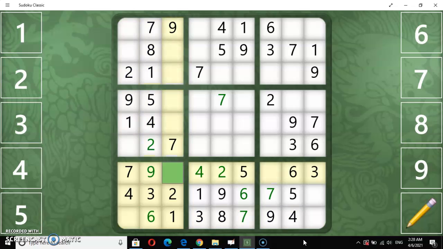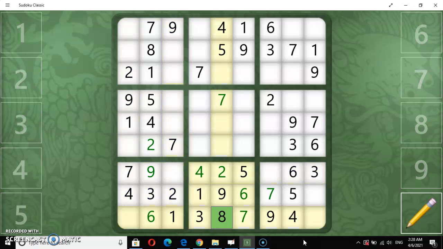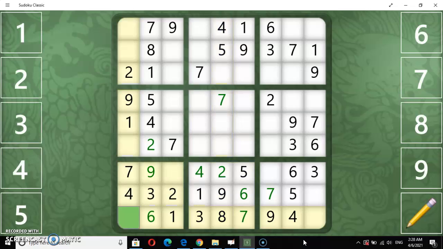1, 2, 3, 4, 5, 6, 7, 8. 5 and 8. Here 5, 8. Here is 8. So I cannot write here 8. I can write here 5. So it must be 8. So we solved 2 blocks here and here.